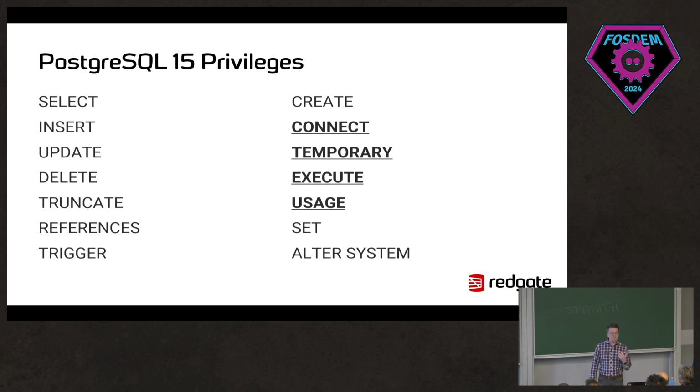Now, the ones I have underlined, starting with Postgres 15, are the ones that are essentially provided by default unless you modify anything. So every single user, again, superuser aside, unless you've modified something, every role will get these four privileges on any database on the public schema.